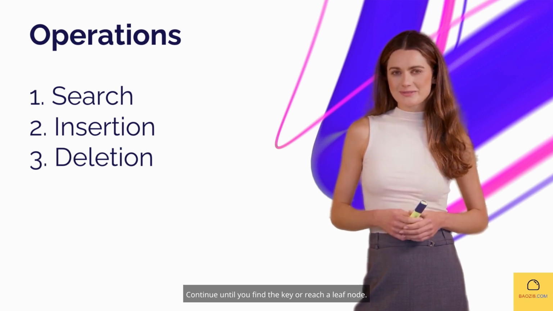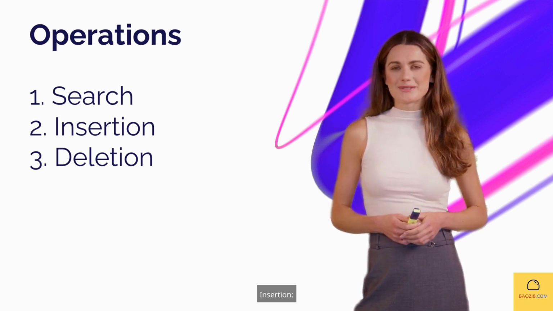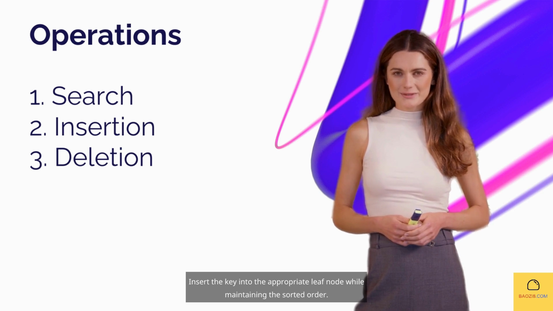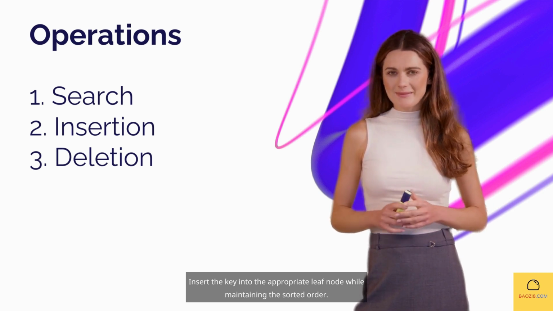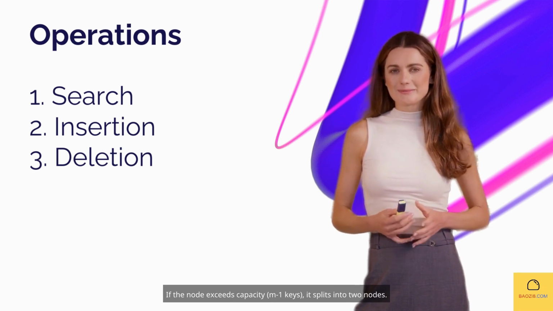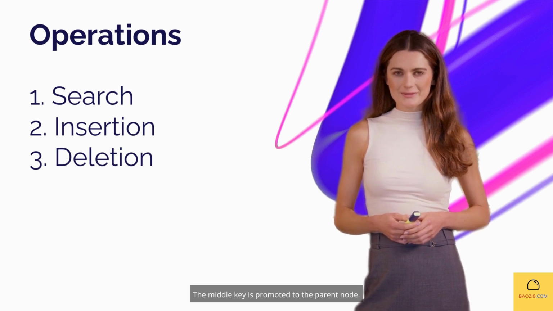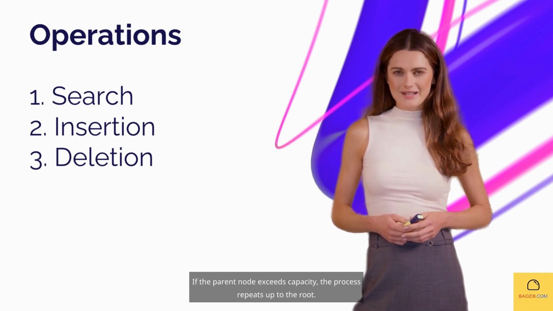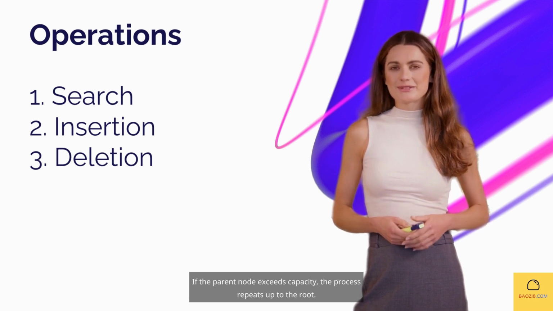2. Insertion. Insert the key into the appropriate leaf node while maintaining the sorted order. If the node exceeds capacity, M keys, it splits into 2 nodes. The middle key is promoted to the parent node. If the parent node exceeds capacity, the process repeats up to the root.